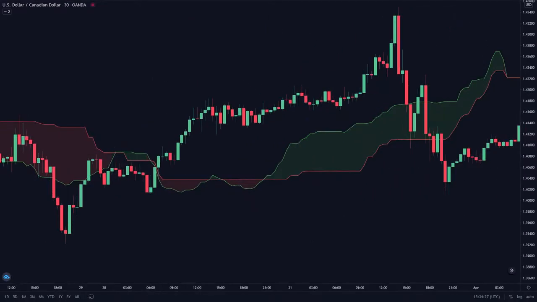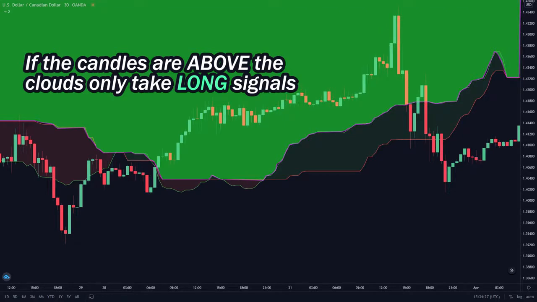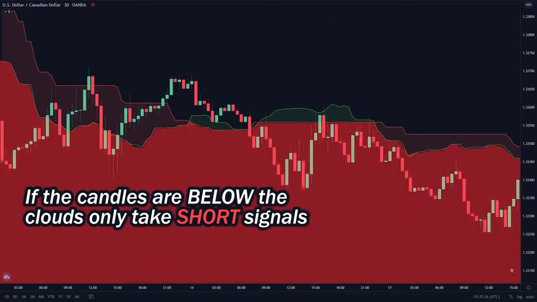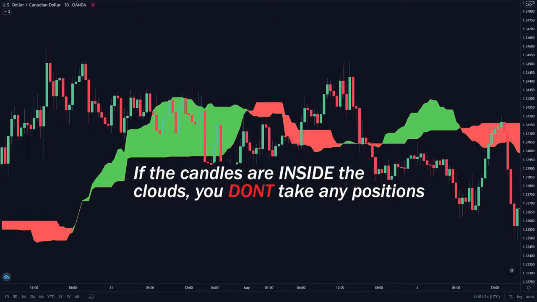So the Kumo cloud has a couple of rules. If the candle is above the cloud, you only take long signals. And if a candle is below the cloud, you only take short signals. And if the candles are inside the cloud, you don't take any positions.